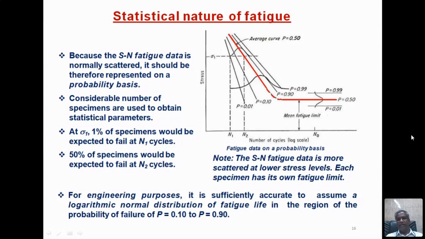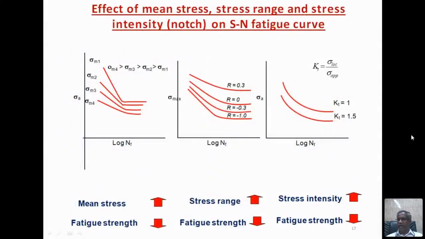The next curve, the red line, is the average. It has probability 0.5, that is 50%. So for that sigma 1, the number of cycles is N2. So the probability will vary: this is 99%, this is 90%, and it will keep on varying based on the probability. So a lot of scatter is involved, and you have to apply statistical procedures to construct the actual curve. But normally, we academic people don't do all those things. For each stress level we do three specimens, take the average, and construct the SN curve.